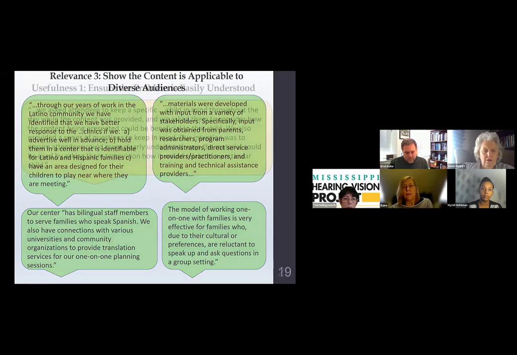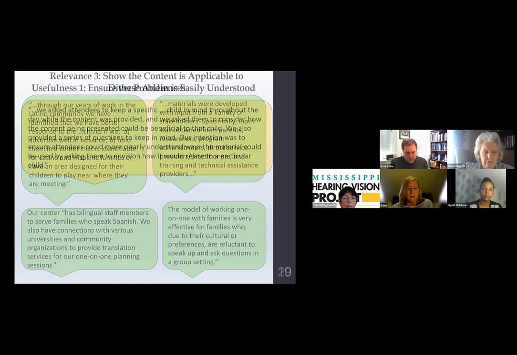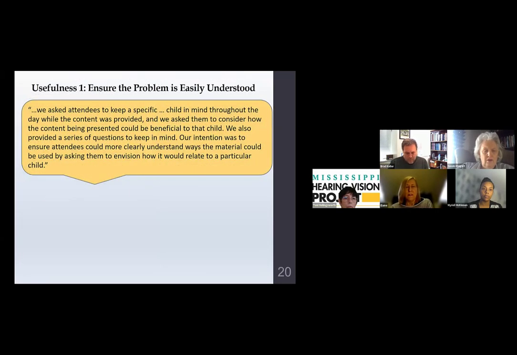So next we'll go on to the usefulness slide. So this is the last of the three measures. And the first usefulness dimension is that grantees are asked to show that the content addresses a problem in an easily understood way and includes instructions on use.